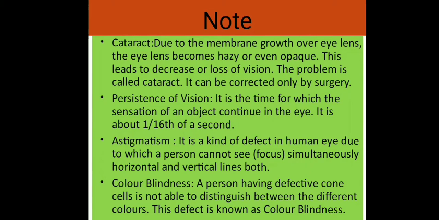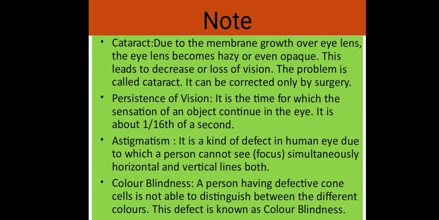Next one, what is the persistence of vision? It is the time for which the sensation of an object continues in the eye. It is about 1 upon 16th of a second. Next, astigmatism. It is a kind of defect in the human eye due to which a person cannot focus simultaneously on horizontal and vertical lines both.